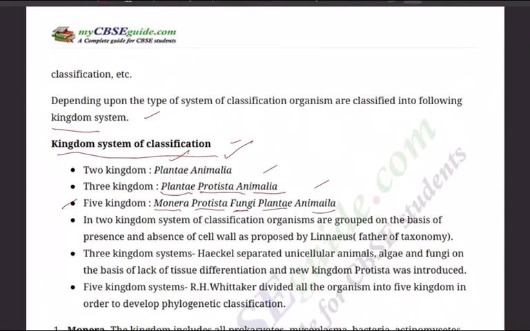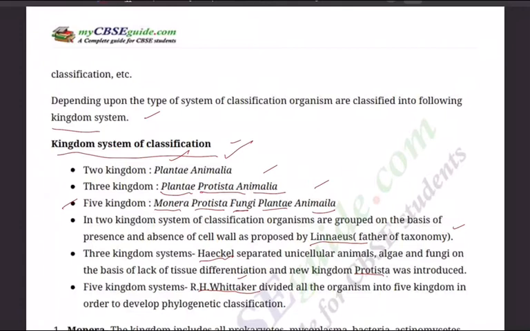In the two kingdom system of classification, organisms are grouped on the basis of presence and absence of cell wall, as proposed by Linnaeus, father of taxonomy. Your UPSC question: father of taxonomy, Linnaeus. Three kingdom, proposed by Haeckel, separated unicellular animals, algae and fungi on the basis of lack of tissue differentiation, and the new kingdom Protista was introduced. What about five kingdom? Very famous, Whittaker.